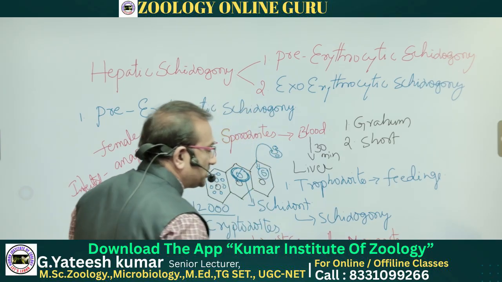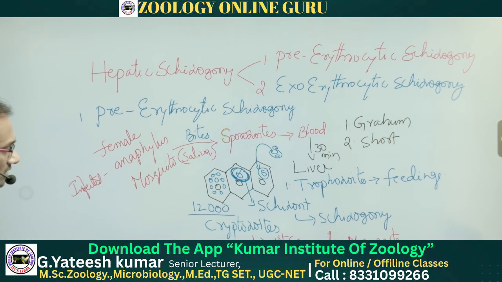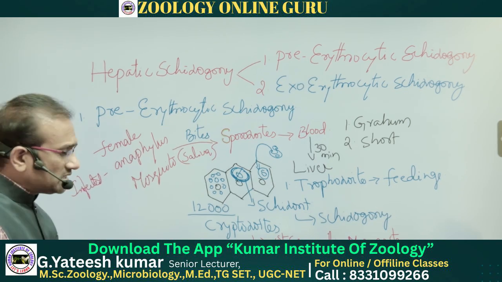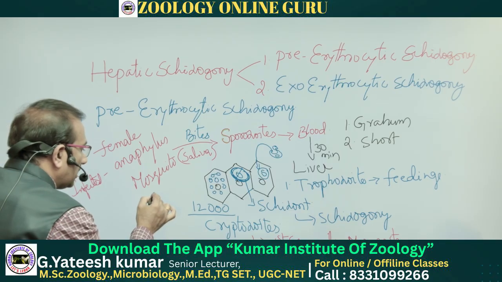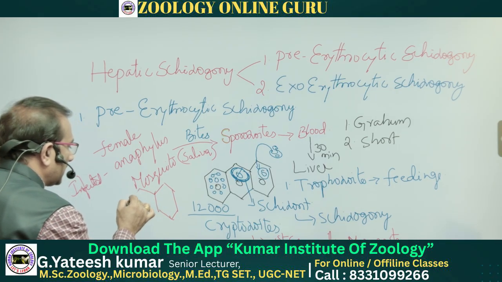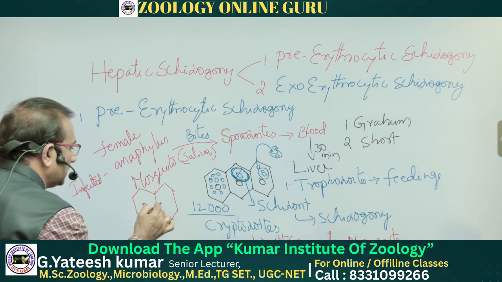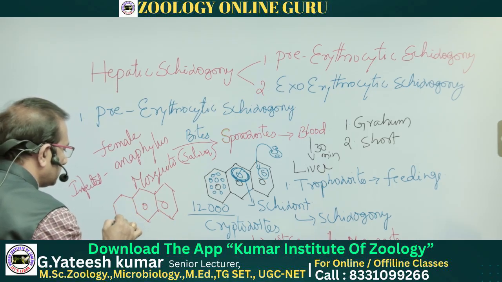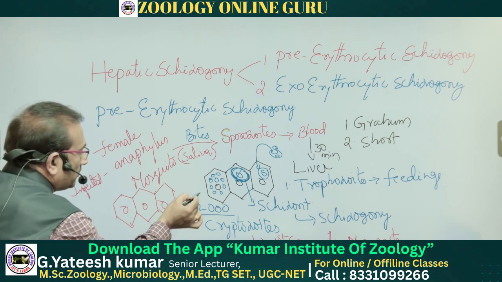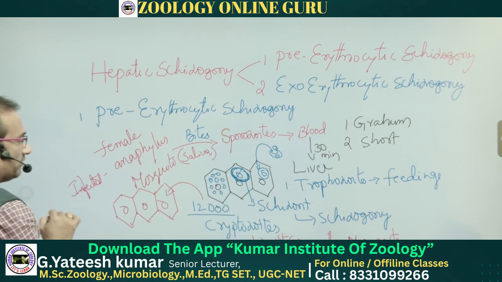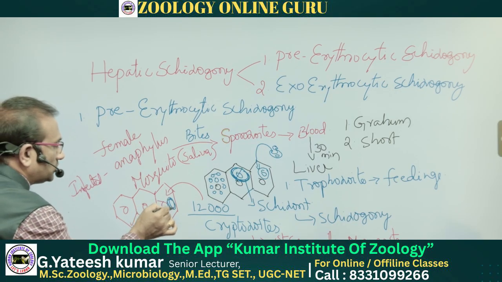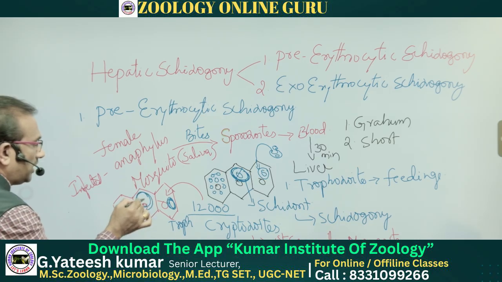They are called first generation merozoites. These first generation merozoites, also called cryptozoites, enter into another fresh liver cell. So they attack the other fresh liver cells, enter into them, and are converted into trophozoites first, then become the schizont.